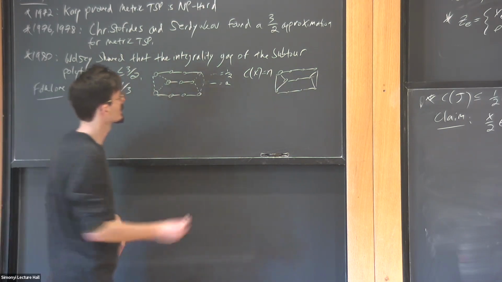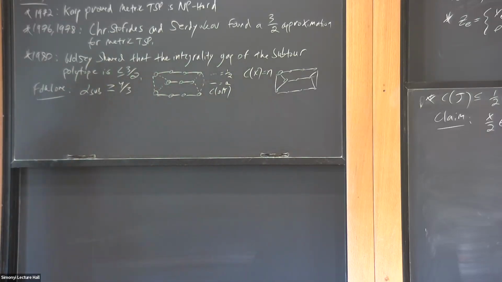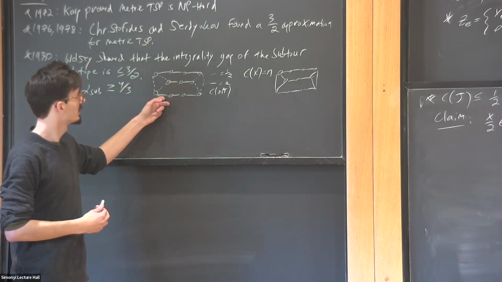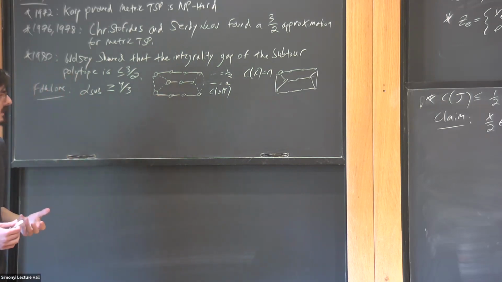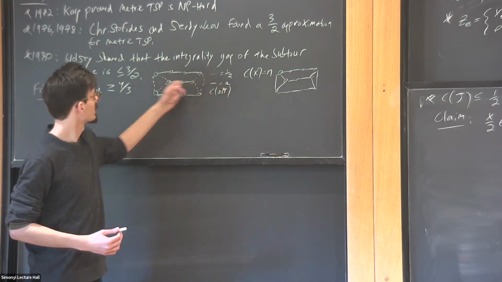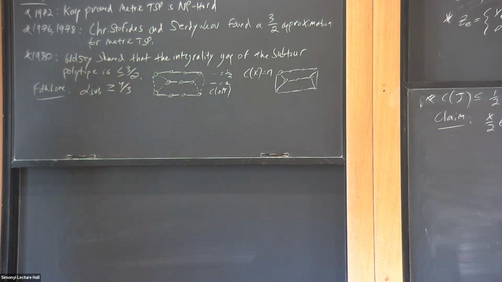Why is that? Because all the edges I've used have weight 1, and the sum of the x_e is n. So what is x? X is this vector where the dotted edges have value 1/2. It's really the weight vector of the graph. Yes, exactly. Okay, fine.